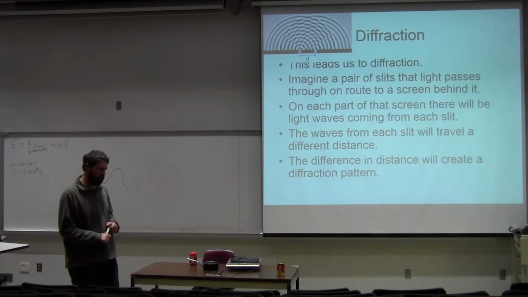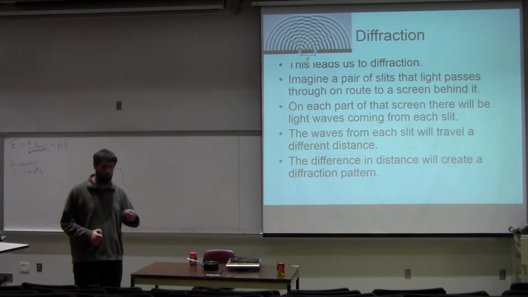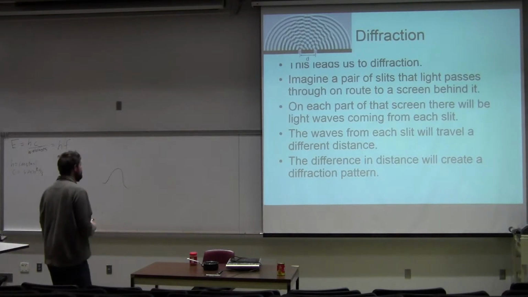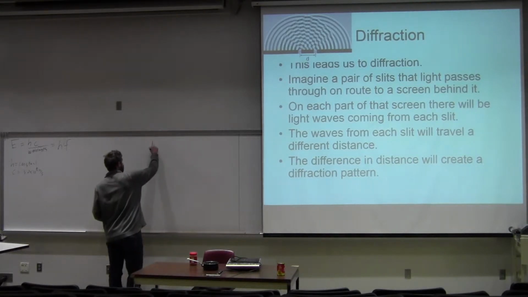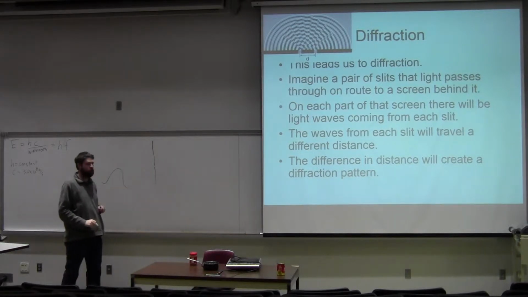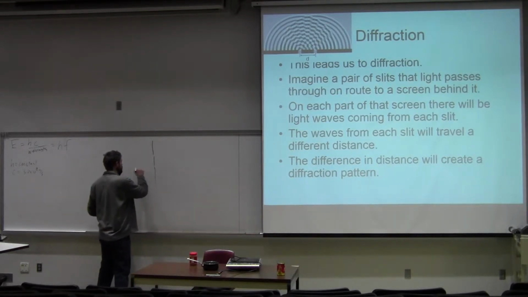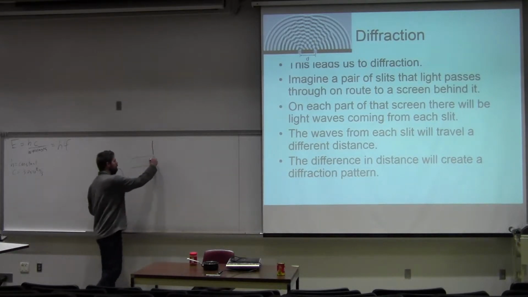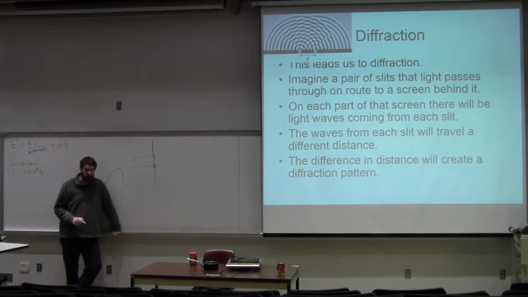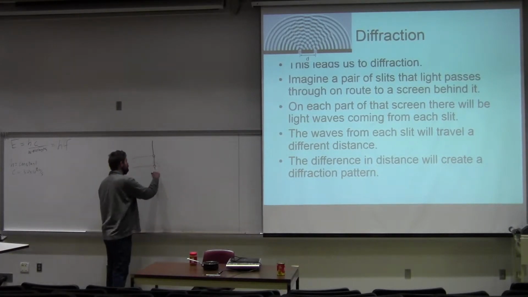So diffraction is when light behaves as a wave, not a particle, but a wave. Imagine I have a slit that has two little peepholes in it, and light can travel into either one of those peepholes. Now, this peephole and this peephole are going to act like a source of light, and that light is going to spread out from both of those peepholes.